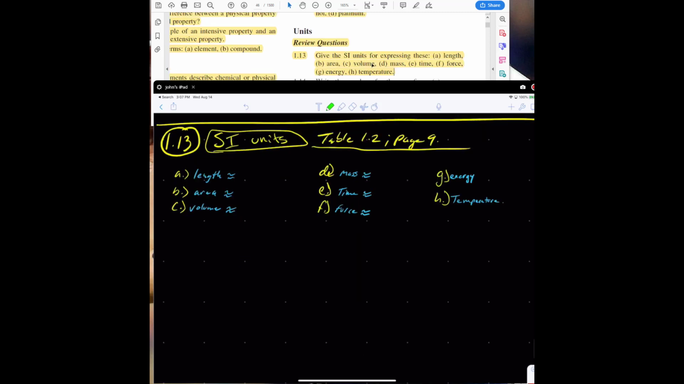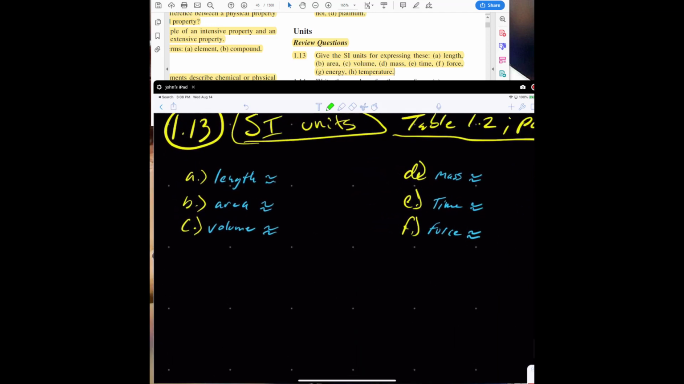Okay, 1.13. We're going to start the review questions. We have to give the SI unit. From the International System of Units, abbreviated SI, from the French Système International d'Unités, Table 1.2 from page 9 of the text. They want us to give the SI unit and become familiar with it for length, area, volume, mass, time, force, energy, and temperature.